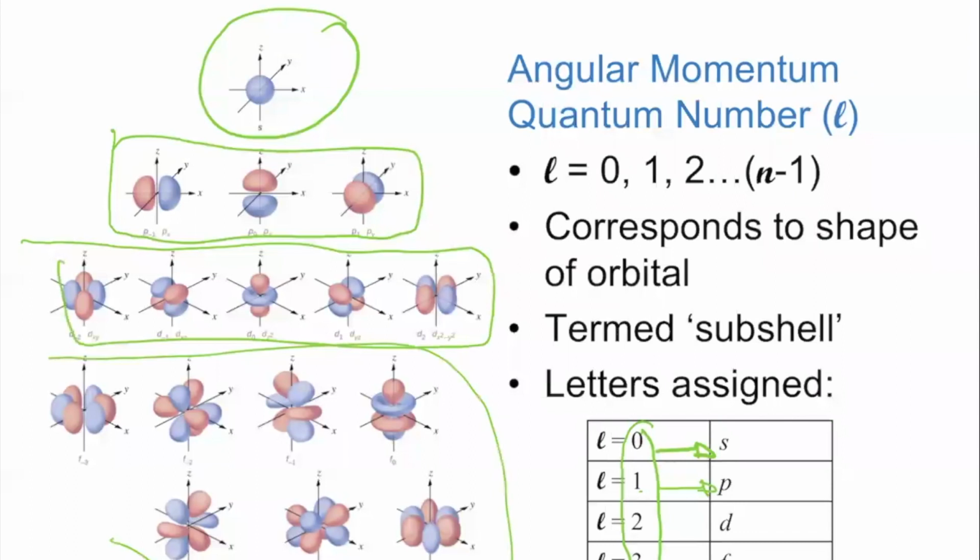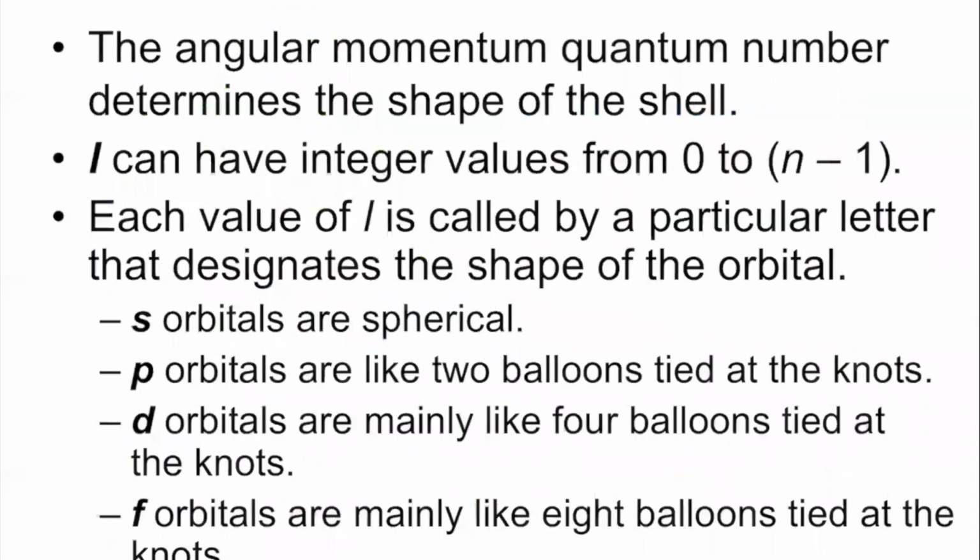So now what is this S, this P, this D? Those are going to be the shape. So for example, S orbital is spherical. The P orbital is like you have 2 balloons tied to each other. Then you have the D orbital, and then you have the F orbitals. Don't worry, you won't have to draw them. However, you're going to have to understand it.